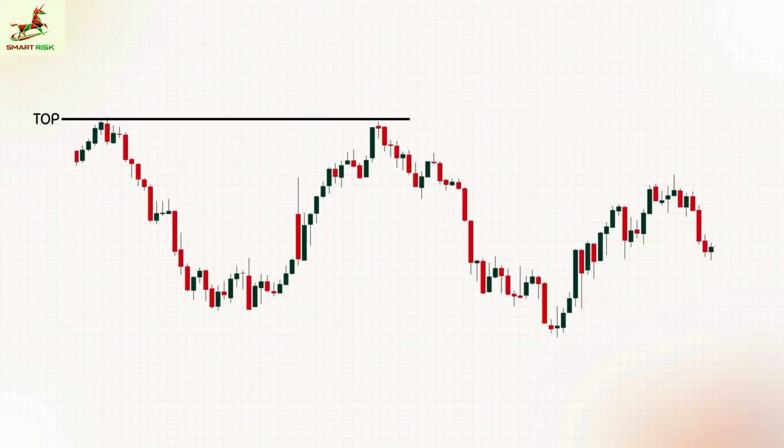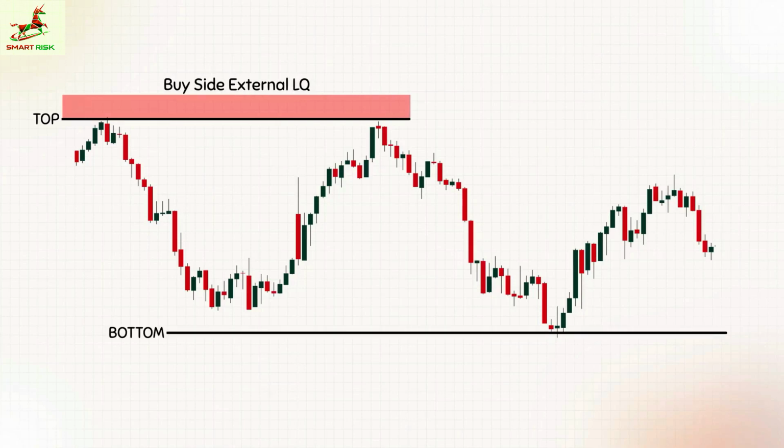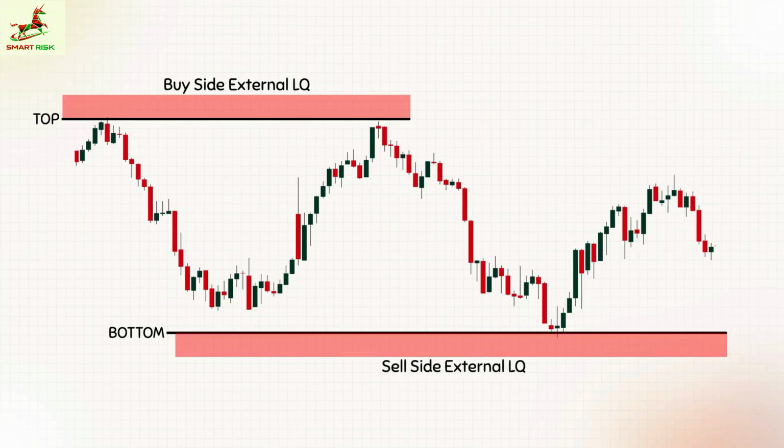For example, if the market is trading in a range, then above the range, there's a major swing high with sellers' stop losses above it. That's buy-side external liquidity. And below the range, there's a major swing low with buyers' stop losses below it. That acts as sell-side external liquidity. External liquidity is important because whenever external liquidity gets swept or grabbed in the market, we see big moves. Because that's where the largest number of stop-loss orders are sitting.